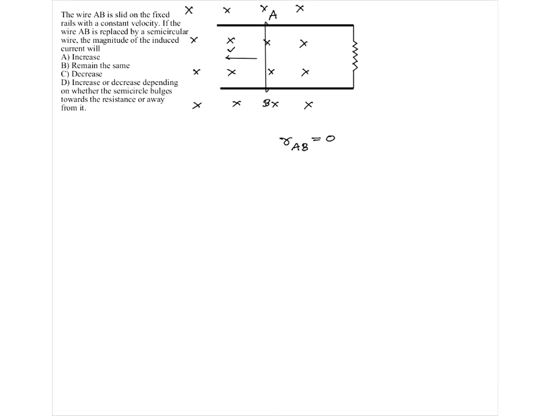Alright, so basically, if you replace this wire AB by this semicircle or this semicircle, what happens? Increase, decrease, remain the same, or it depends which type of semicircle it is, concave or convex. So what's your answer? So it would be D.